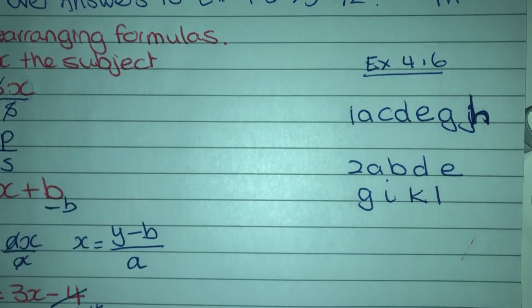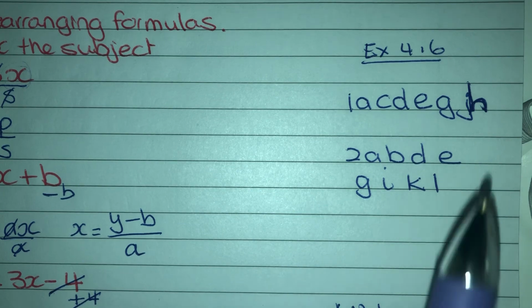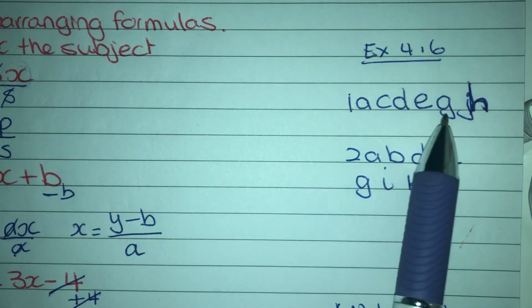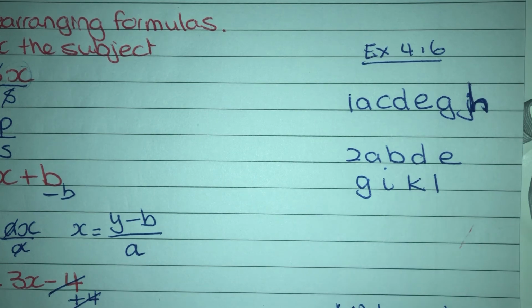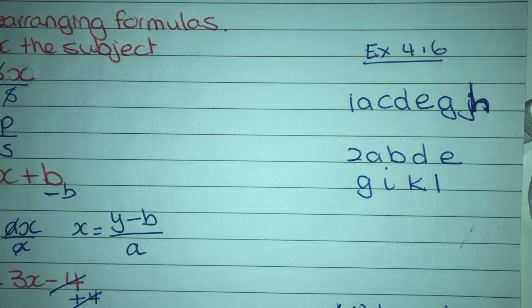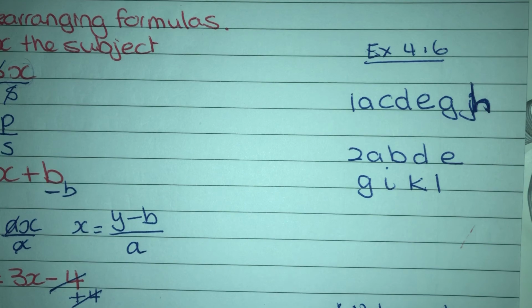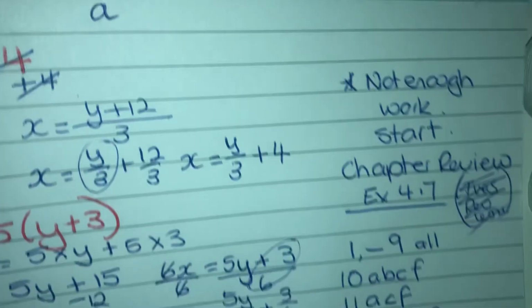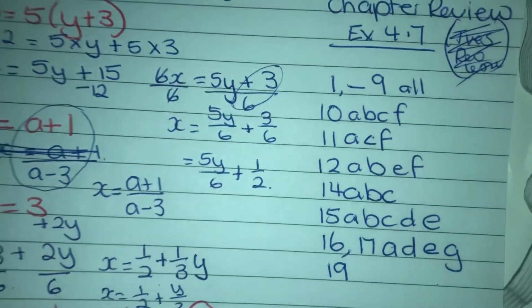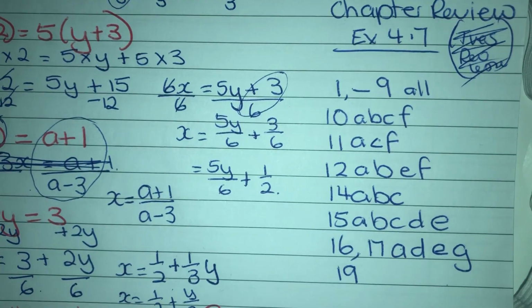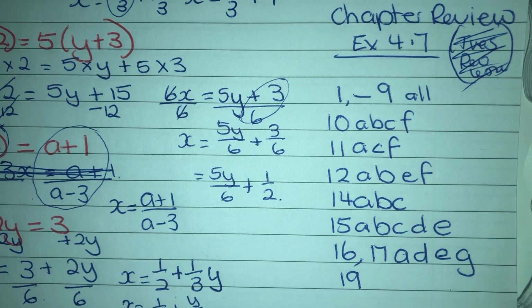Okay, so this is exercise 4.6. Where's my question? So if you'd like to write these down: 1a, c, d, e, g, h, 2a, b, d, e, g, i, k, l. And then you can start the chapter review. So these are the questions for the chapter review, but they are also on your lesson plan. You can press pause and write them from here or look on your lesson plan. Thanks, guys.